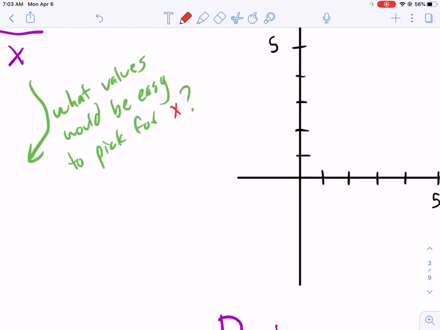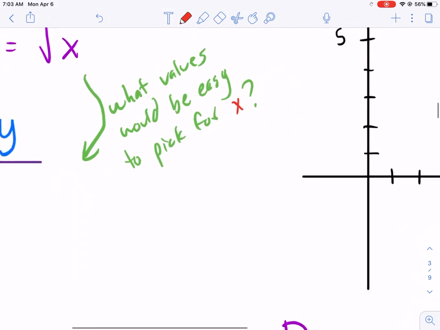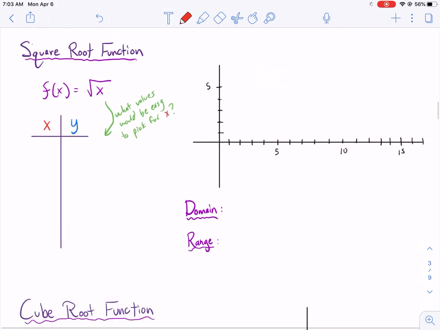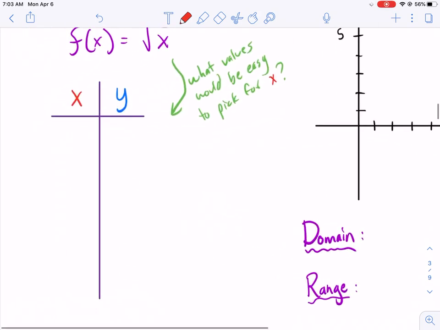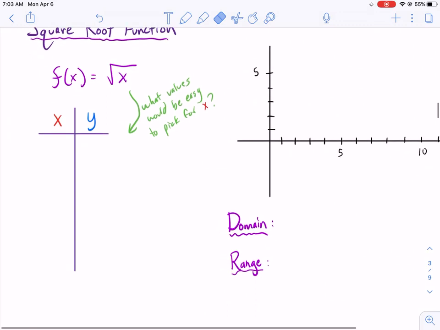Now, to make our lives easier, we probably should think what values would be easy to pick for x. Keep in mind, we can choose any values that we want for x for our inputs. So it wouldn't make any sense to choose numbers like 2.3, 7.1, 10.97. Those are tough numbers to take the square root of. We want nice, neat numbers because we just want a general idea of what our graph looks like.